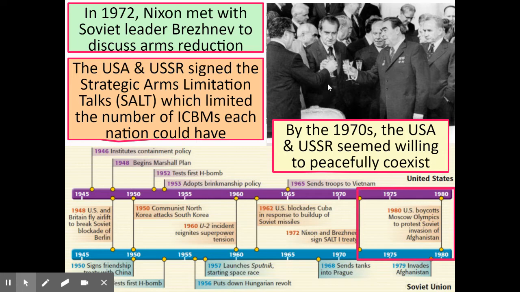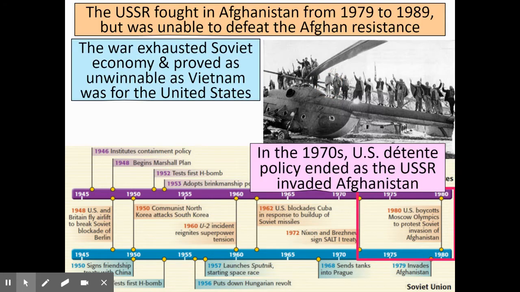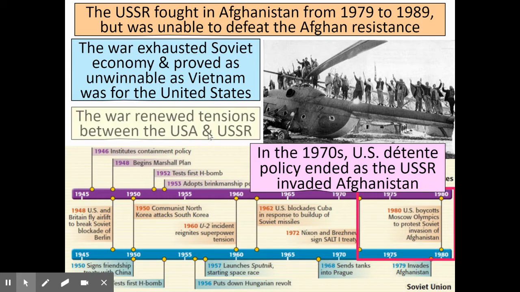And it seemed to be going pretty good. But then the Soviet Union invaded Afghanistan, and the United States funded the Taliban, who was on the democracy side. This war pitted us against each other. Again, it really hurt the Soviet Union's economy. But because of the invasion of Afghanistan, we stopped using détente.